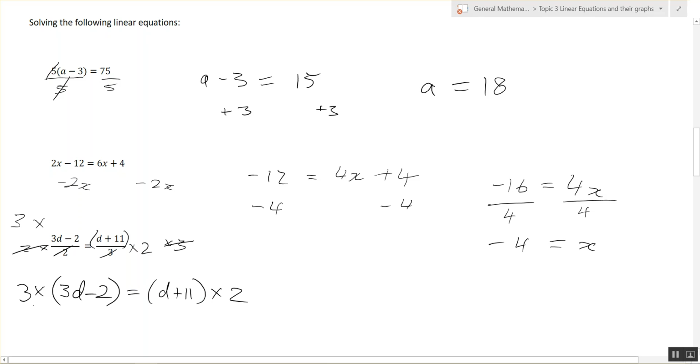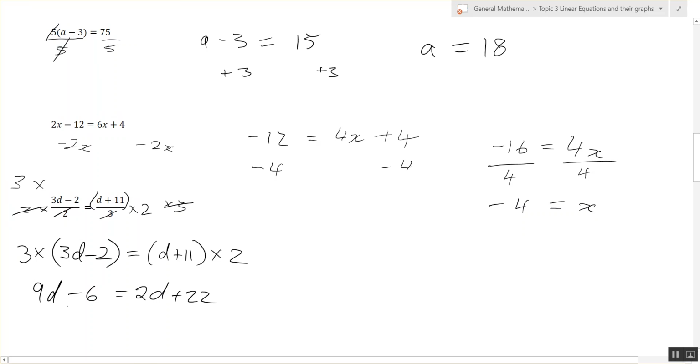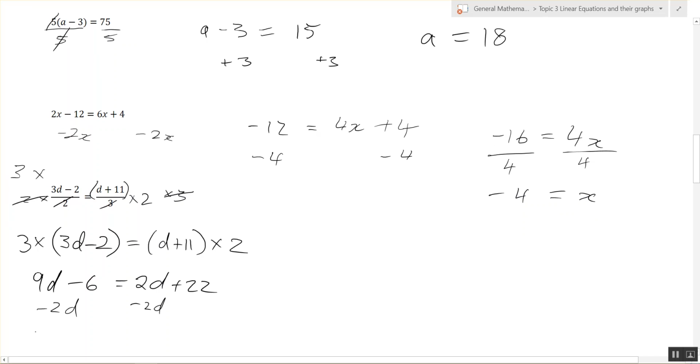So now what do you think we do? Expand the brackets. So 3 times 3d, and 3 times negative 2, 2 times d, 2d plus 22. And then it's the same as the one we just did before that. Bring the 2d over to the other side. So we're going to minus 2d. So we're left with 7d on that side.